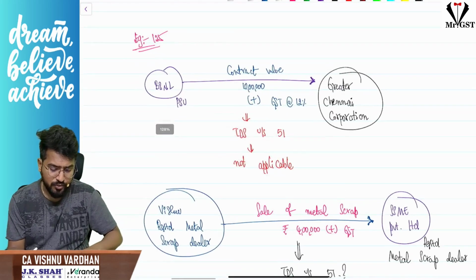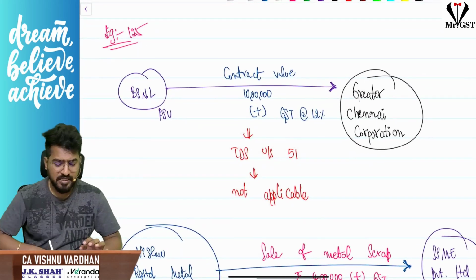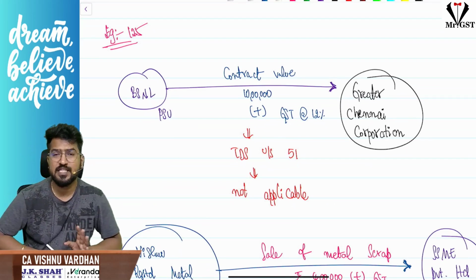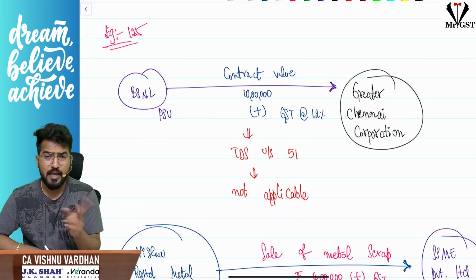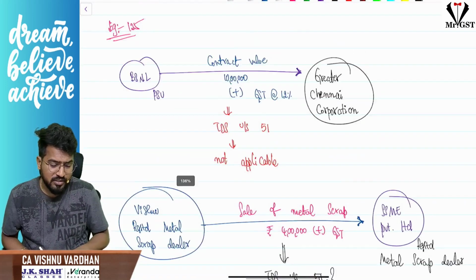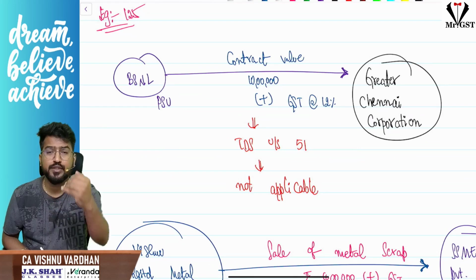As I already told you, BSNL, a public sector undertaking, providing some services to Greater Chennai Corporation, a local authority. For both of them, Section 51 provisions are applicable. So anything happening between them, TDS provisions will not come into picture. No matter what the value is, even if it is greater than 2,50,000, still TDS provisions will not come into picture.